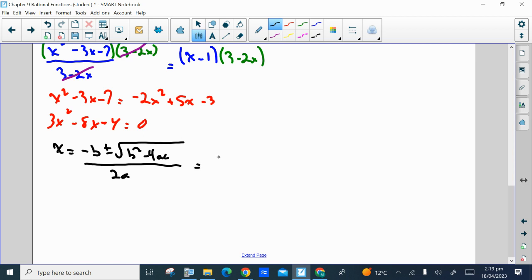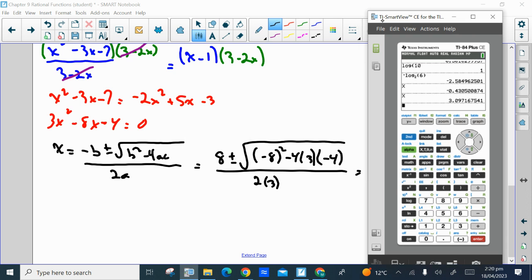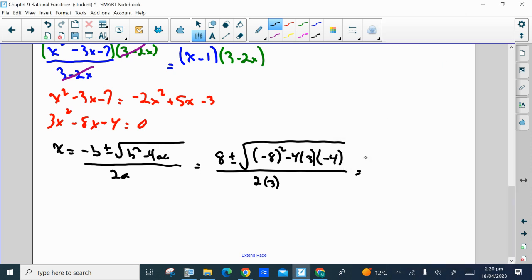So the b value is negative 8, therefore negative b will be positive 8, plus and minus the root of b, which again is negative 8 all squared, minus 4 times a, which is 3, times c, which is negative 4, all over 2 times a, or 2 times 3. We can use our calculator to get us the value of the discriminant. That's, remember, the name for what's under the radical. Negative 8 all squared minus 4 times 3 times negative 4 gives us positive 112 into the radical.